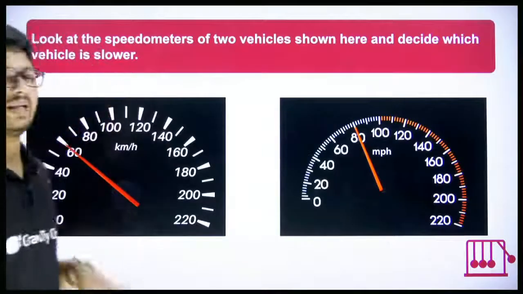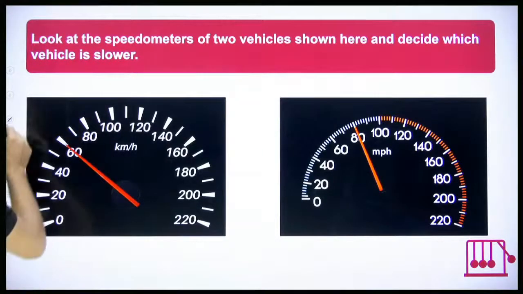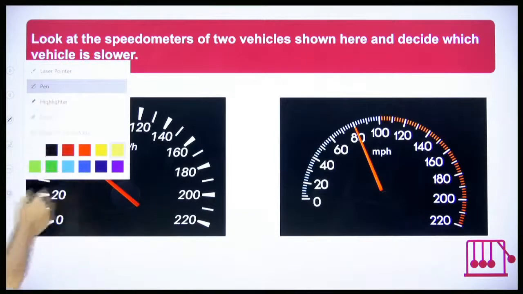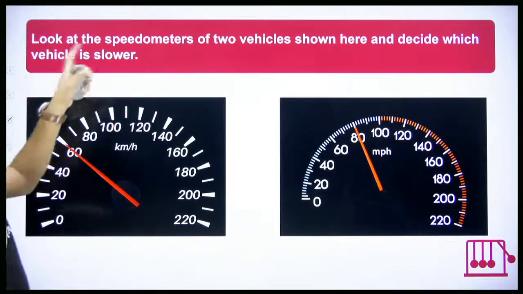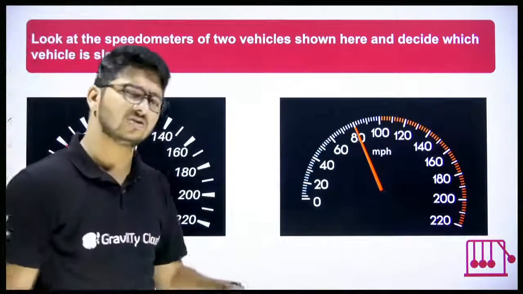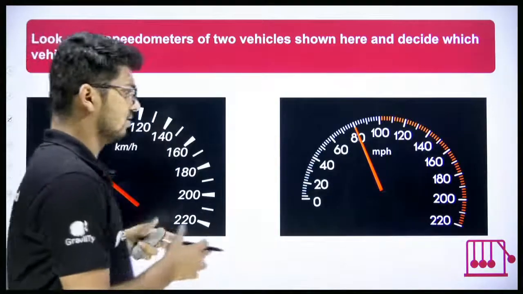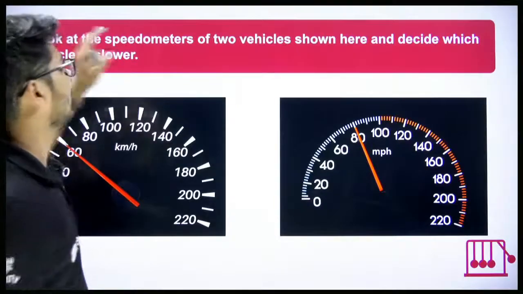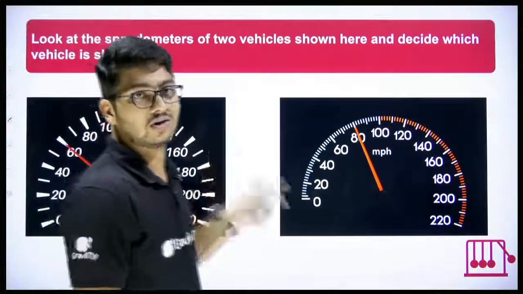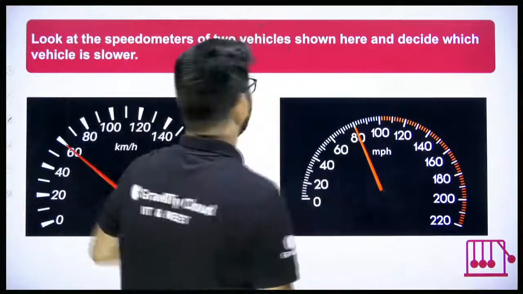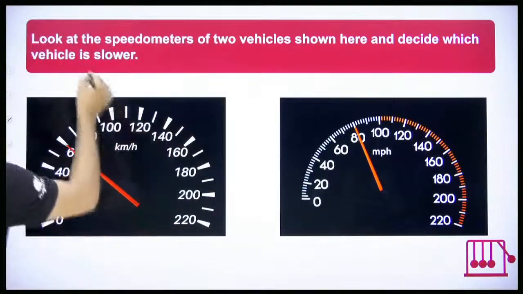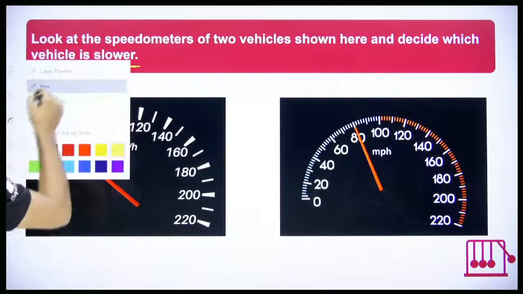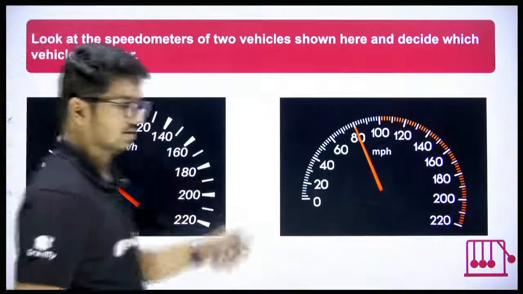Clear? Good. So, a very simple question to all of you. Look at the speedometers of two vehicles. You can think of them as two different cars. Look at the speedometers of the two vehicles shown here and decide which vehicle is slower.